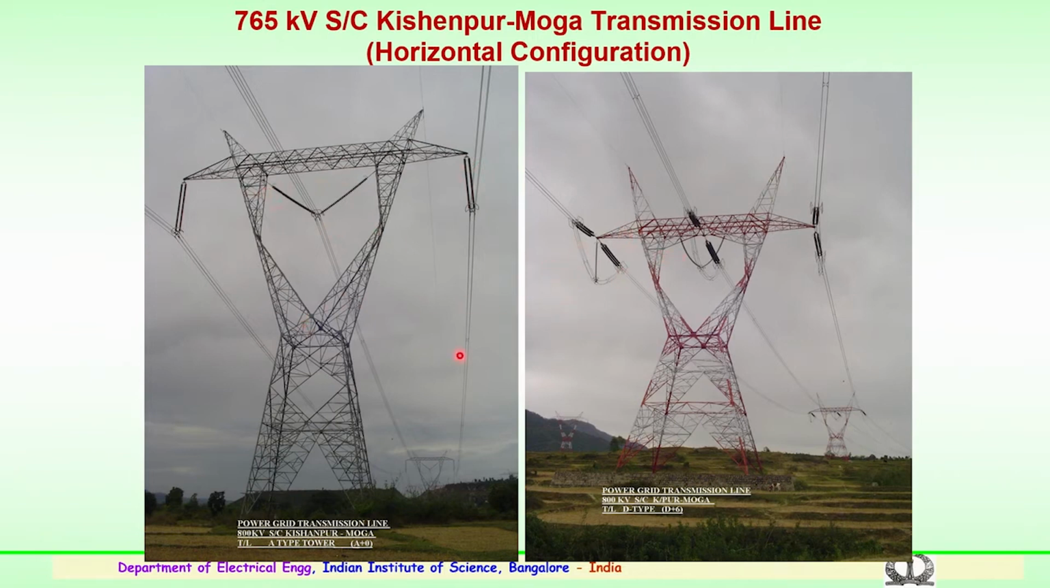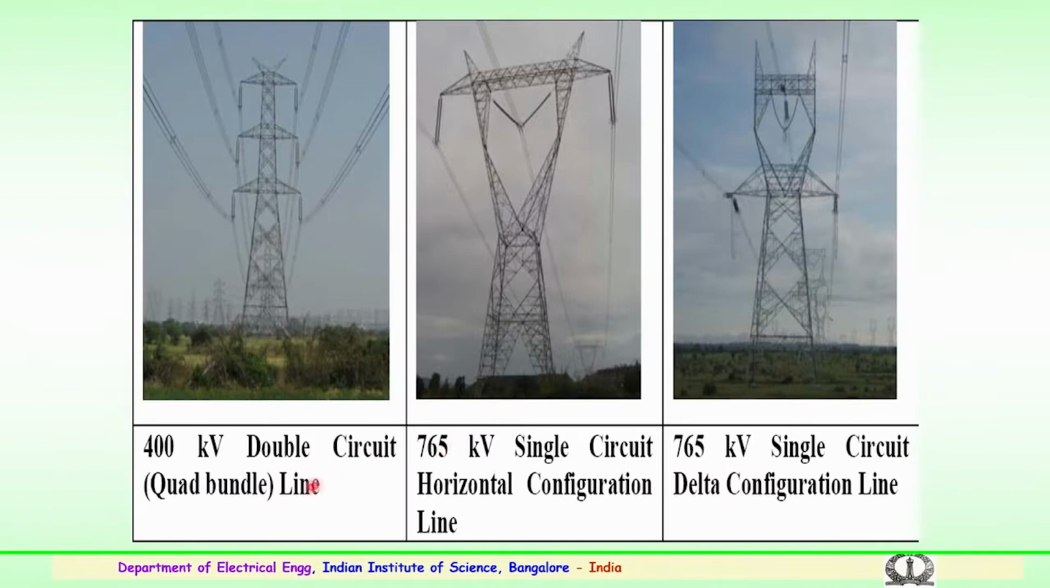So, these are various configurations for 800 kV of tower type A. This is a tower type A and this is a tower type D. These are various configurations for a single circuit transmission system. This shows a 400 kV double circuit.